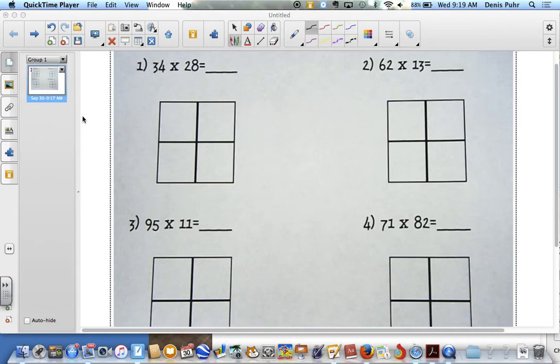Okay, today we're using the area model. The first step is to read the problem. 34 times 28. Those numbers that we multiply are called the factors. We are trying to find the product.